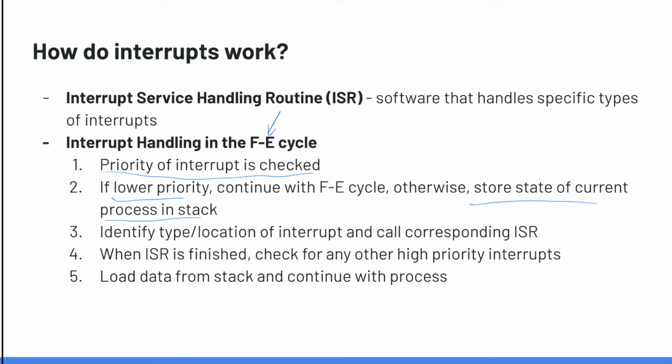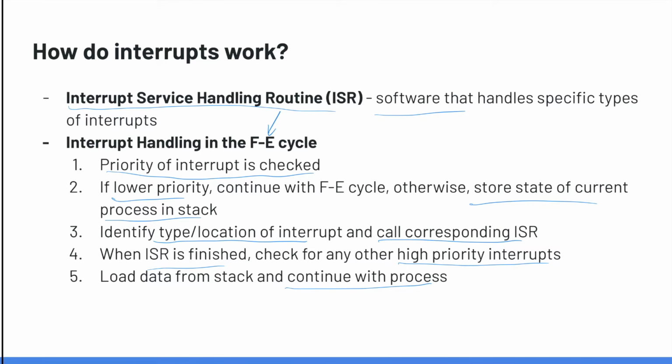By dealing with the interrupt, that means we're going to identify the type and location of the interrupt and call the corresponding ISR. Now, the ISR is the interrupt service routine. Every different type of interrupt has one of these, and these are basically software that allows us to deal with the given interrupt. When that routine is finished dealing with the interrupt, we're going to check for any other high priority interrupts and deal with those. If there are none, we're going to load the data that we stored from the process in the stack. So that data for the operation that we interrupted, we're going to take back out of the stack and then continue with our process.